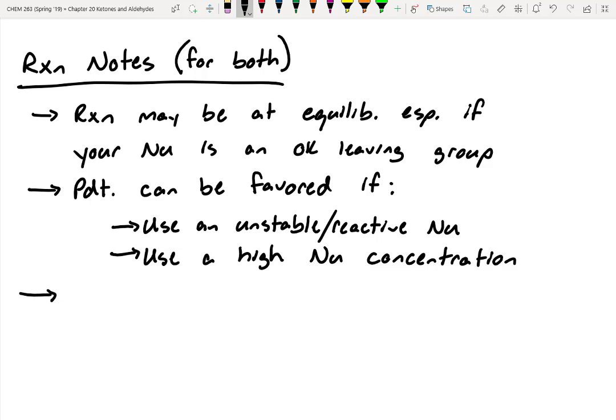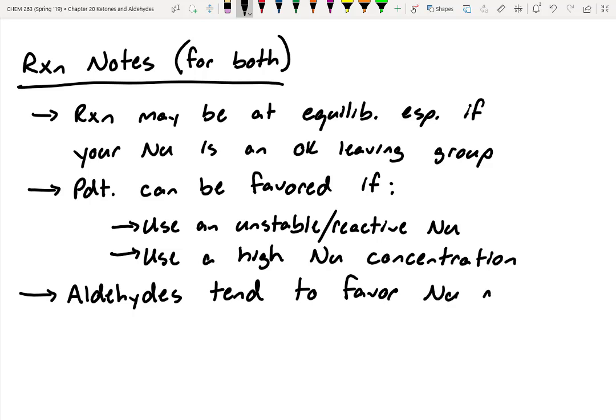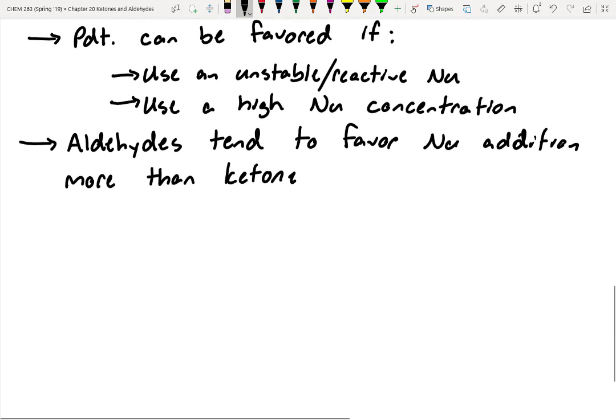And then last but not least, aldehydes tend to favor nucleophilic addition more than ketones, which is exactly what we talked about at the start of the page. The relative partial positive charge on the carbon for an aldehyde isn't stabilized as much through hyperconjugation, so they tend to favor nucleophilic addition more. All right, so let's take a look at some common nucleophiles that are used in this nucleophilic addition.